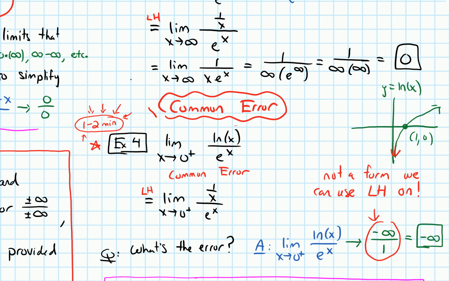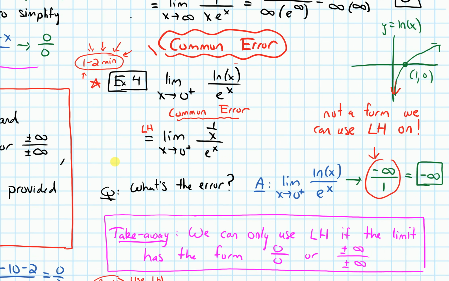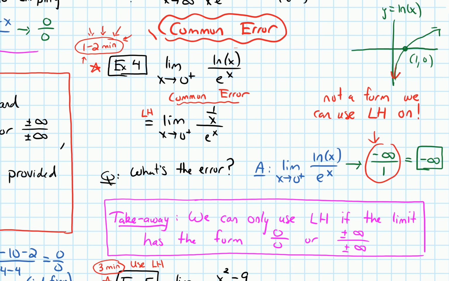Okay. So I point out this common error because I see this a lot. This is probably the most common error I see people make when doing problems with L'Hopital's. Usually people get so comfortable with L'Hopital's that they think that every limit can be done with L'Hopital's. But that's not the case. The key takeaway from this is we can only use L'Hopital's rule if the limit has the form 0 over 0 or plus or minus infinity divided by plus or minus infinity. That is super, super important right there.